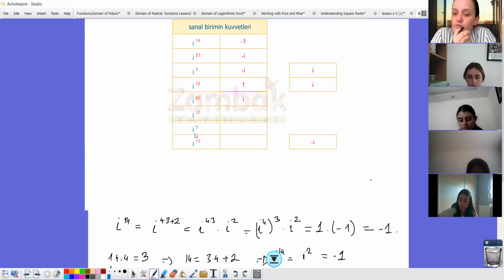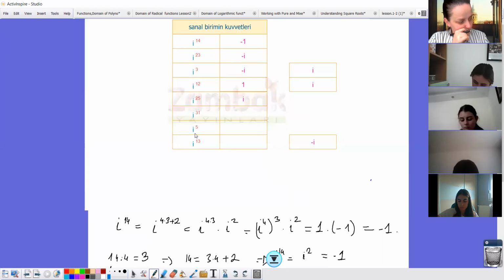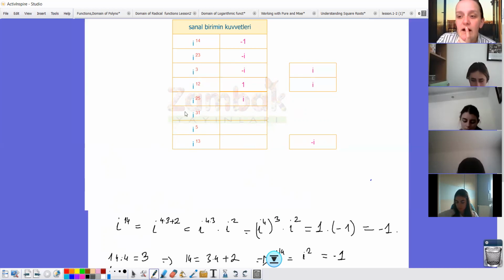What about i to the power of 31? Can we do it directly without doing these operations? 31 divided by 4, what will be the remainder? Teacher, 3. So you have i cubed. What is i cubed? i cubed is minus i. So here it is minus i.